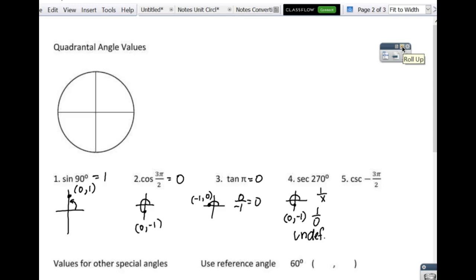So first of all, this one, I have a negative 3 pi over 2. So which way is that going? I'm going this way, which means I'm going to end up right here. I know the point here is 0 and positive 1. Cosecant is the inverse of sine, so that means it's 1 over y, which equals 1.